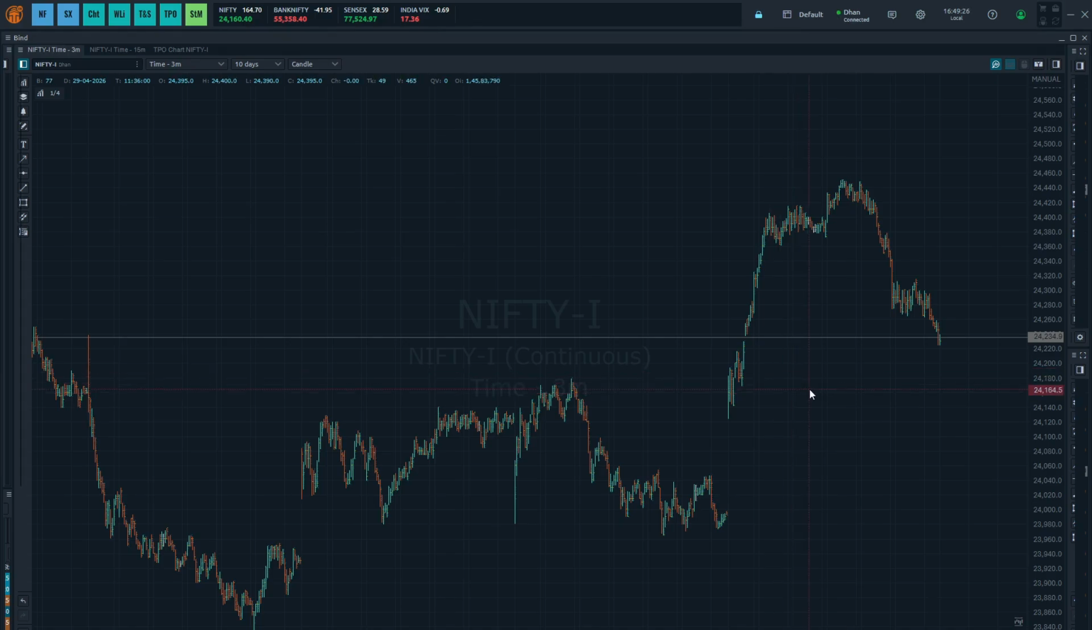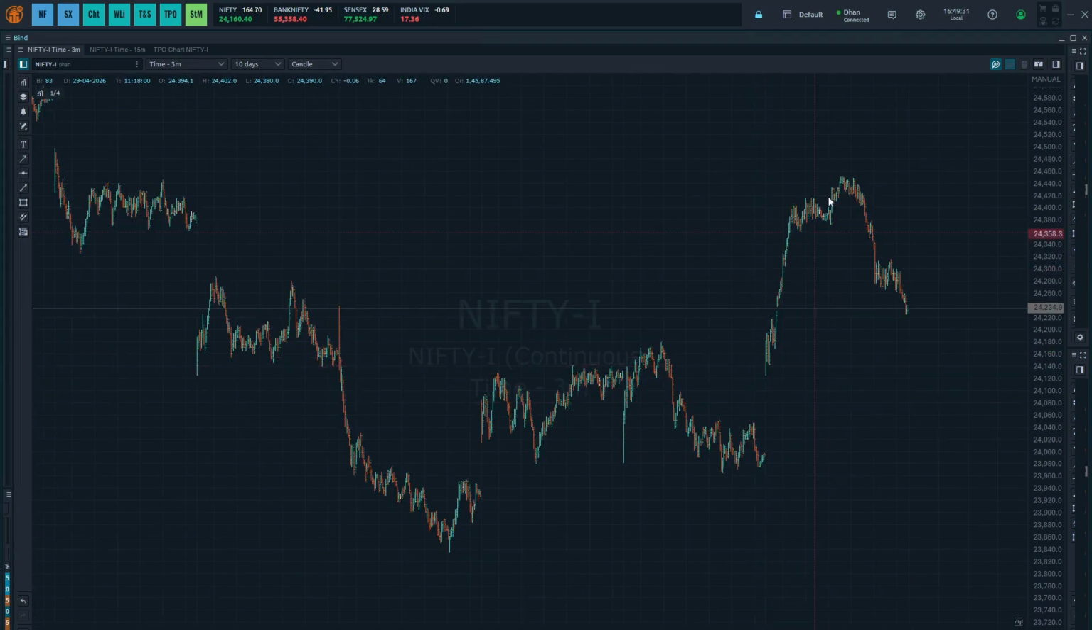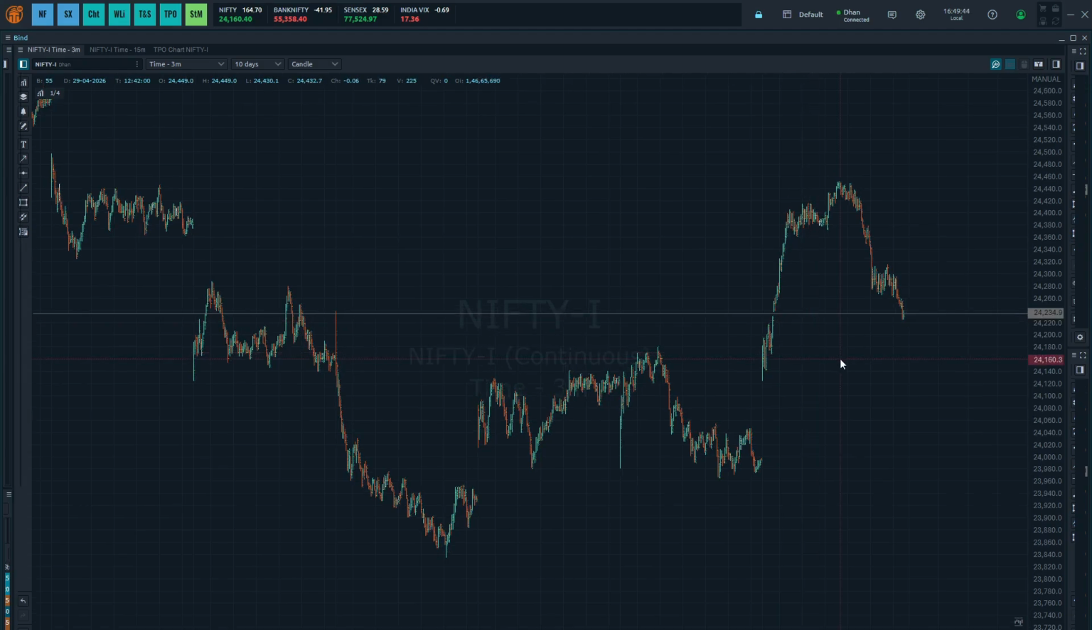Okay, so let us see the market analysis, how the Nifty behaved today, and what are the factors which moved the market to the upper side, and then it took a sharp reversal again back to the midpoint or below the midpoint of the complete range.